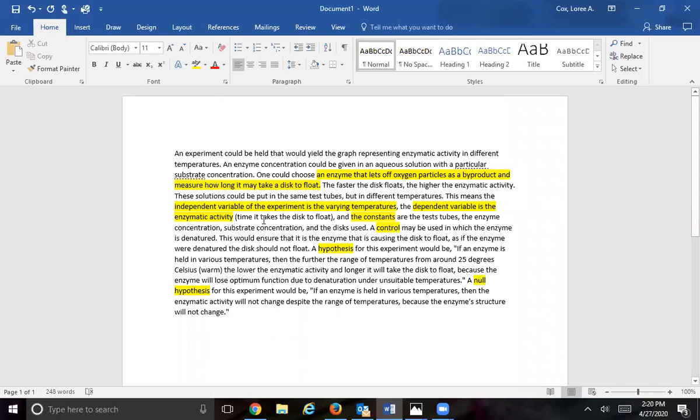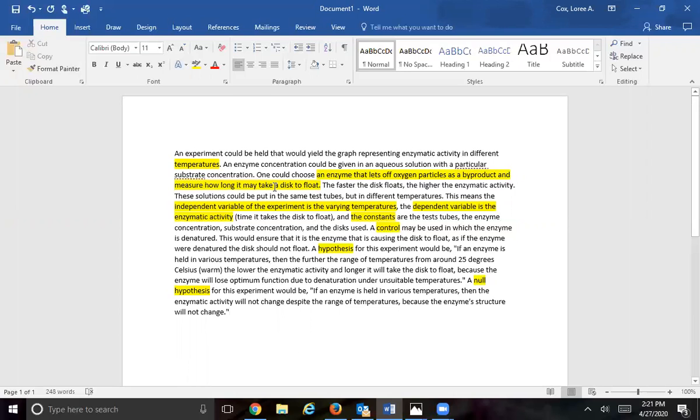It says, an experiment could be held that would yield a graph representing enzyme activity in different temperatures. Good job. So they chose a temperature here instead of pH. Okay. And then it says an enzyme concentration could be given an aqueous solution with a particular substrate. One could choose an enzyme that lets off oxygen particles as a byproduct and measure how long it takes the disc to float. A key thing here that they wanted you to put was how are you going to measure your results? Okay, so you can't just say I'll measure reaction rate. How? How are you going to measure that?